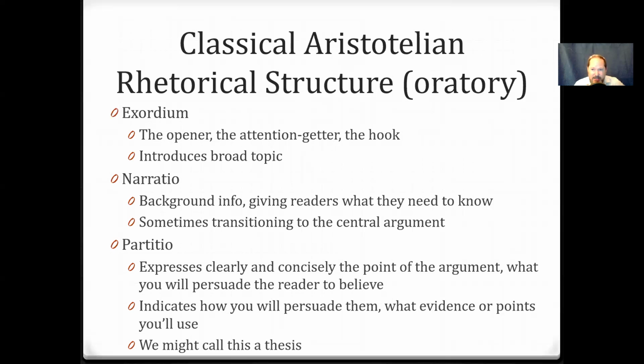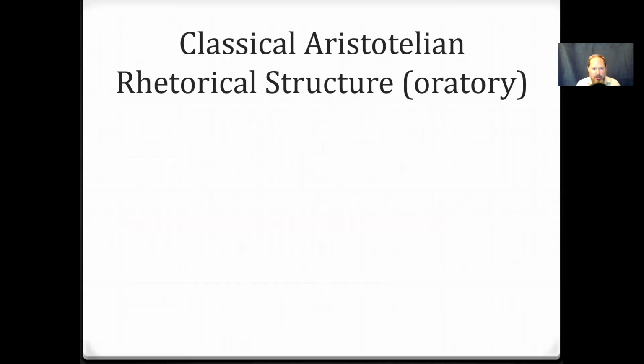Just like your thesis, it comes at the end of your introduction before the rest of your argument, and it clearly expresses what the point of the argument is going to be. It clearly says what you will persuade the reader to believe. It indicates how you will persuade them too. So it previews those main points, what evidence or points you're going to use. This is also part of that 5-paragraph essay. We would call it a thesis. This is where it comes from, classic rhetorical structure.